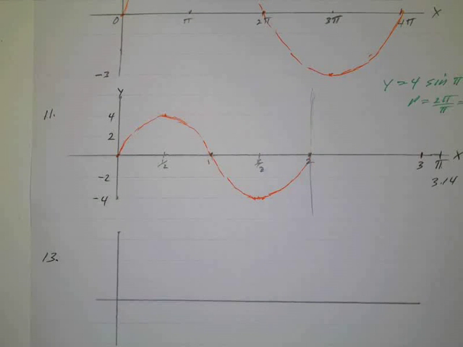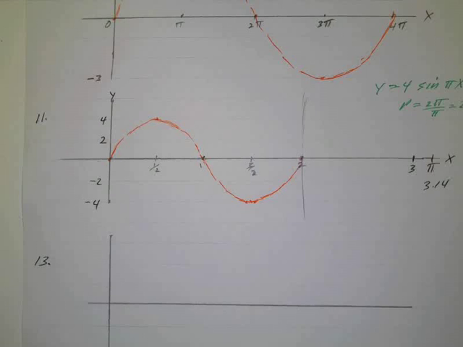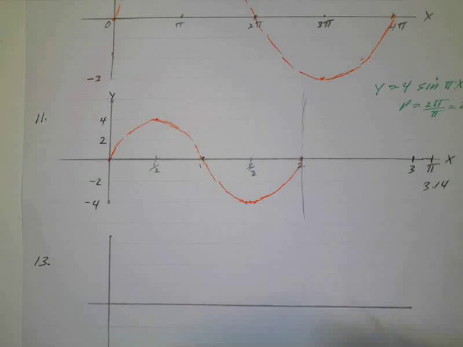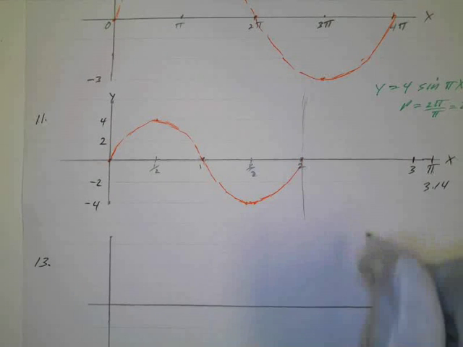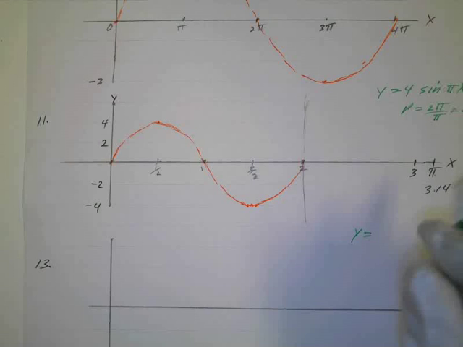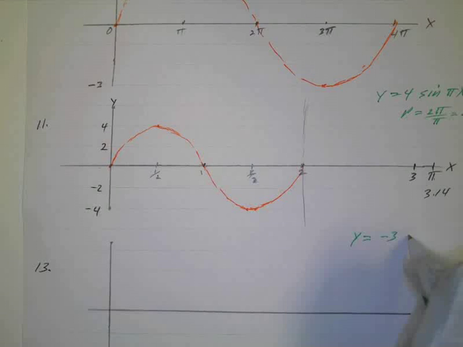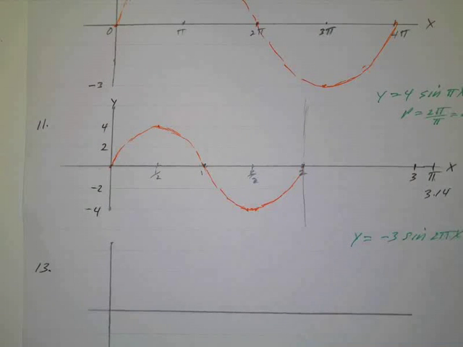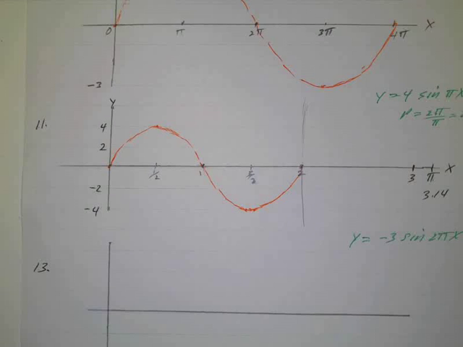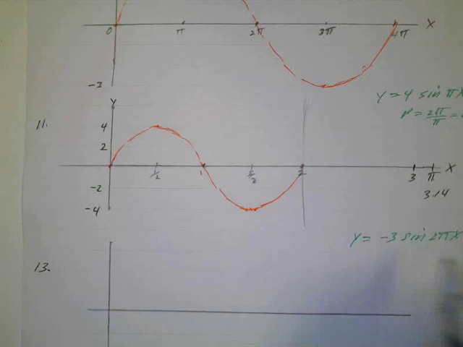And then number 13. I think I can slip this one in here. Let's see, number 13. I was going to use a different color. Sorry about that. Okay, y equals negative 3 sine of 2 pi x. Oh man, negative 3 sine of 2 pi x. So you might say, well, this is going to be a hassle. Well, yeah, not that bad.